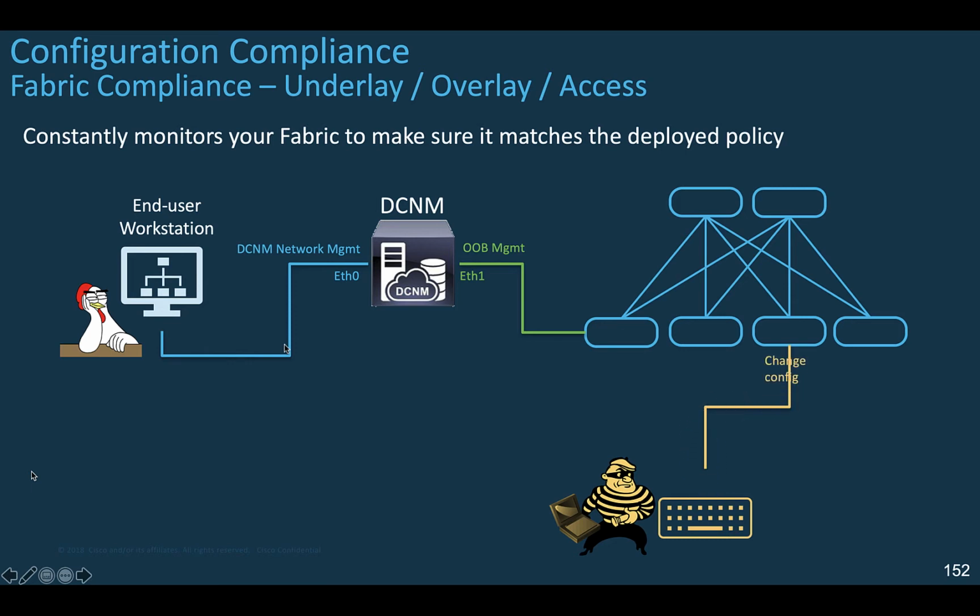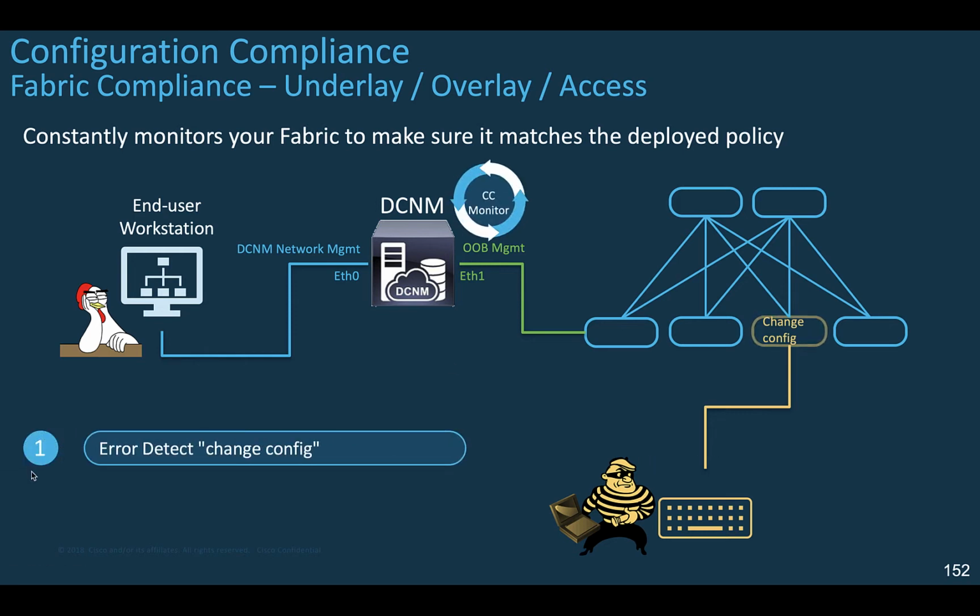Assuming someone changes the configuration on the switch using its console port, for example, and you are not aware, the configuration of the concerned switches will be out of compliance, meaning that its configuration will not be in sync anymore with the DCNM database. This change could impact the stability or efficiency of the Fabric.